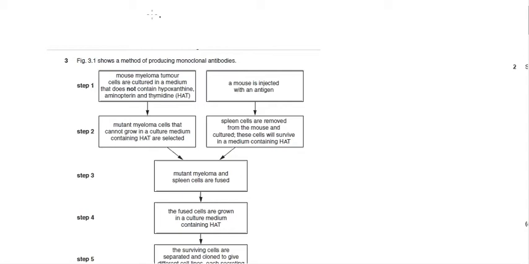Hello. In the following video, we will do the question on monoclonal antibodies. By the end of this series of videos, you will be very good at monoclonal antibodies. So let's see what we have. I want to explain whatever happens over here so that you get this directly and don't get confused when we talk about these monoclonal antibodies.